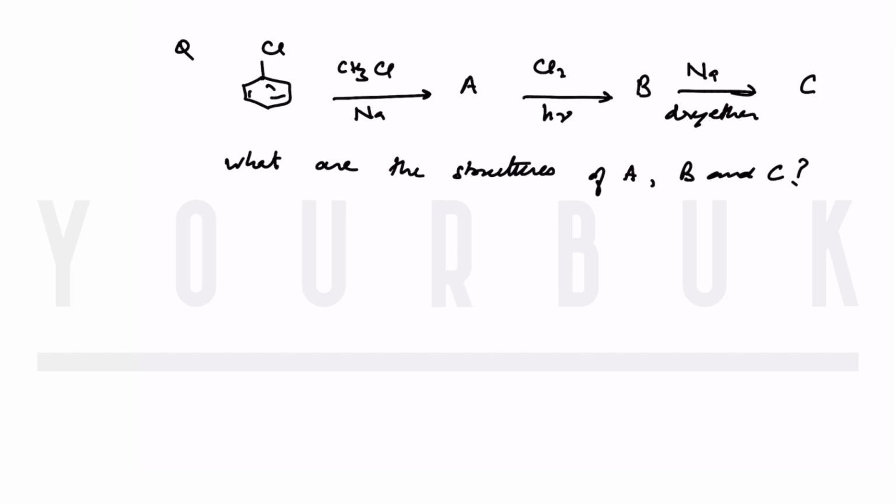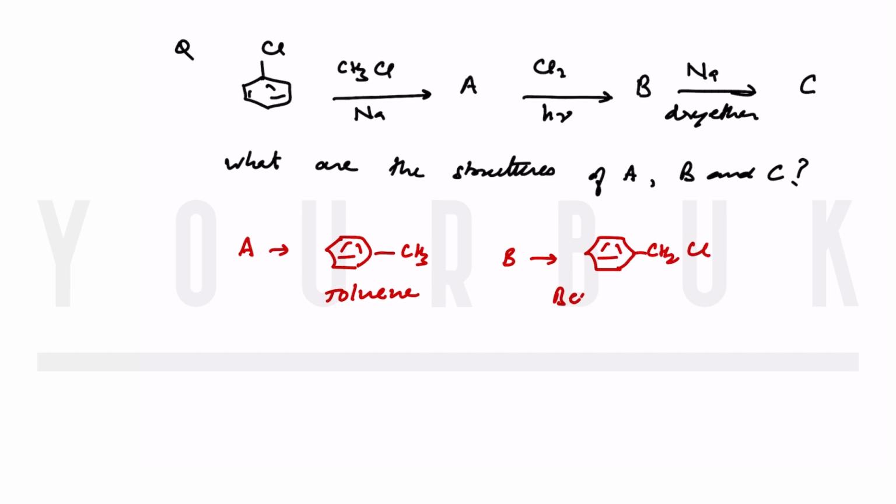The first step is an example of a Wurtz-Fittig reaction. The new bond is formed between the alpha carbon of chlorobenzene and the alpha carbon of chloroalkane. So A is toluene, methylbenzene. In the second step, we are using chlorine in the presence of light, so we displace the H of the saturated carbon by chlorine to form benzyl chloride.